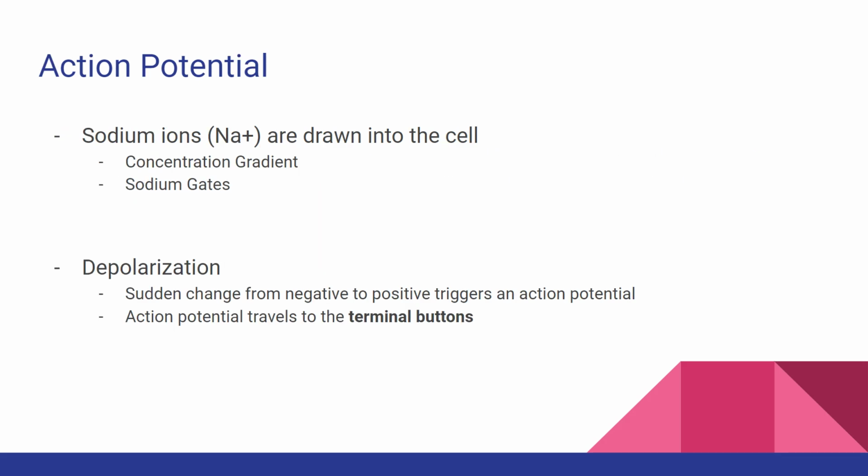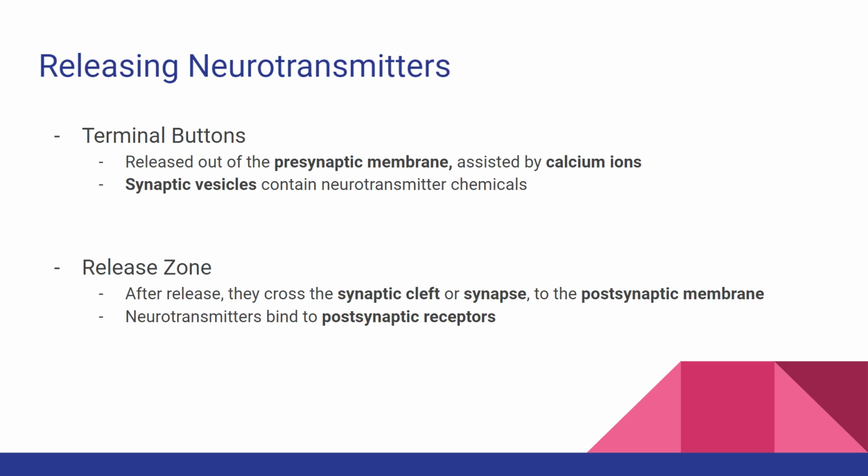Sodium ions are drawn into the cell because the concentration gradient is lower within the intracellular space and the membrane is more negatively charged. When sodium gates open, sodium rushes in to maintain equilibrium, which causes an immediate rise in positive ions and also causes the membrane to reach a positive charge. This sudden depolarization triggers an action potential.